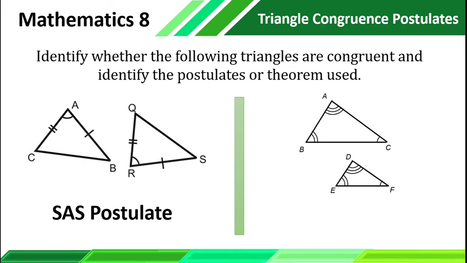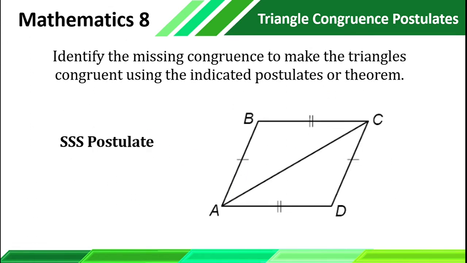But how about this last figure? As you can see, all the angles of the first triangle correspond to the second triangle. Are these two triangles congruent? No, these triangles are not congruent because we do not have an AAA theorem. We do not have that. It is also not congruent because angles can be congruent but the sides may differ from one another.